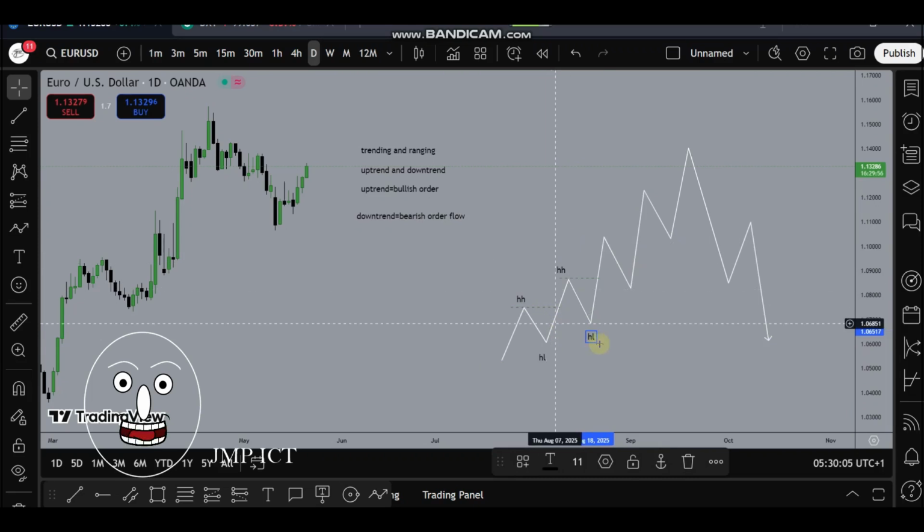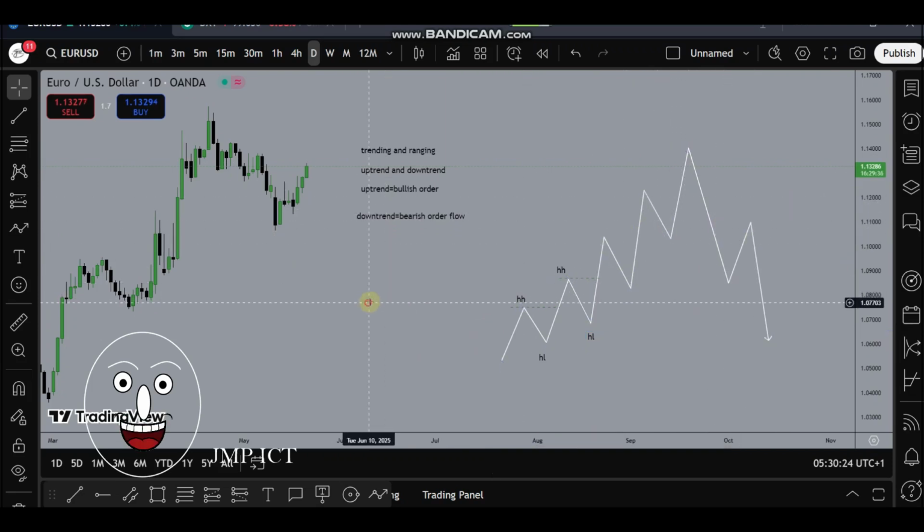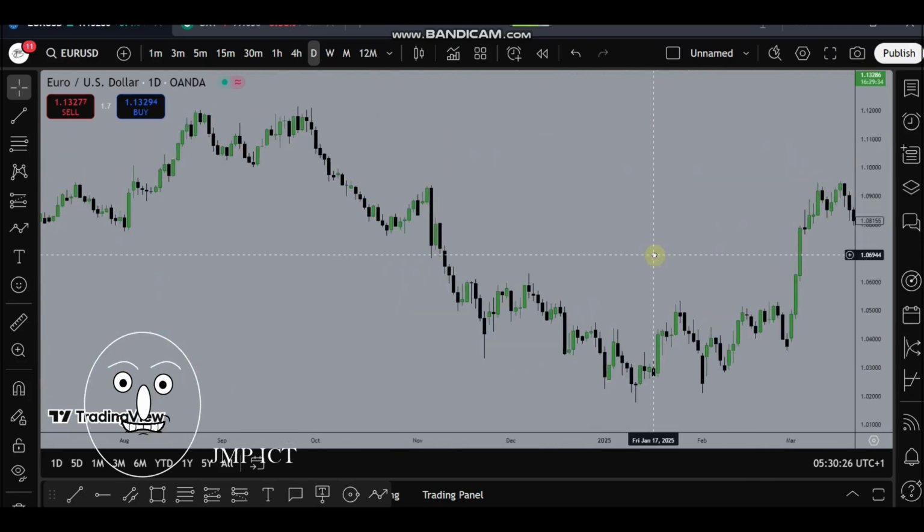So until price breaks a higher low, between this high and this high, where is the lowest low here? Price has traded below this low and closed below it. Then we have a shift from bullish order flow to bearish order flow. This is what we call shift in order flow or change of character. Now let's go to the chart and identify this. Now we have a bearish trend or bearish order flow.